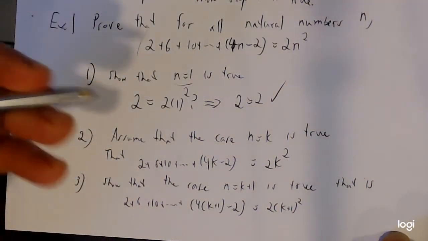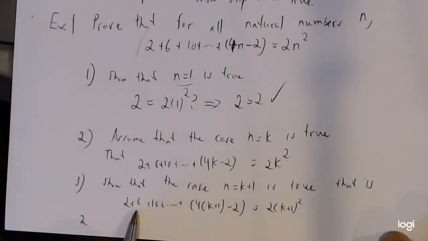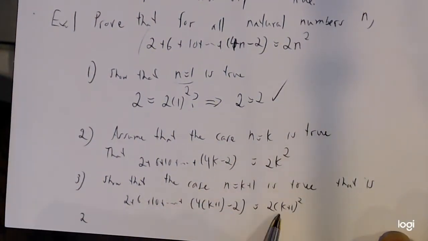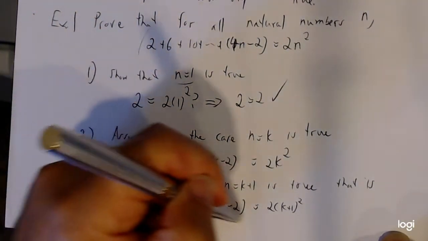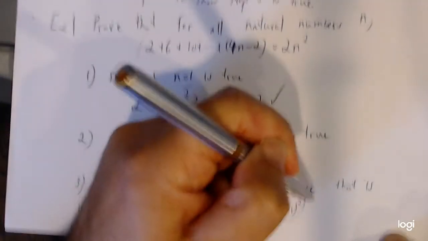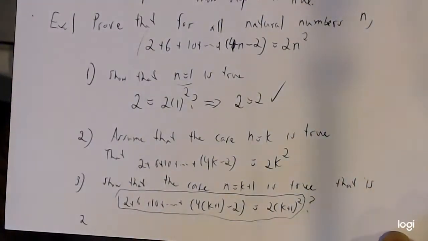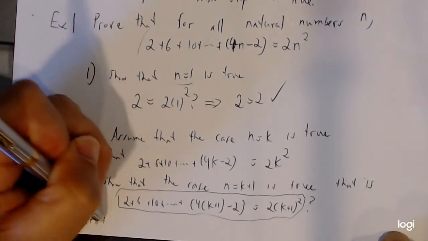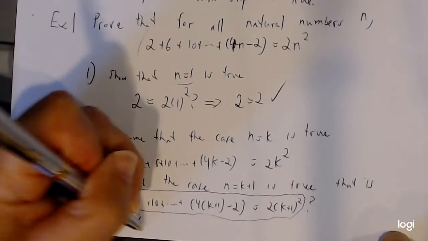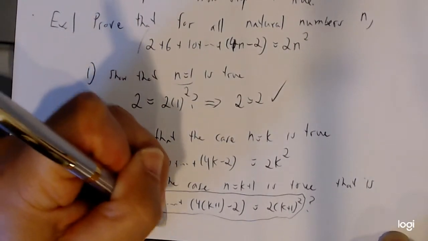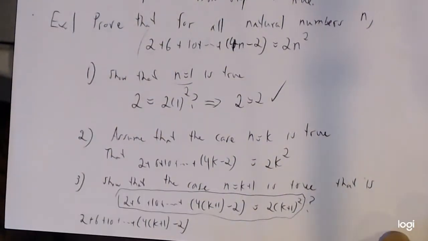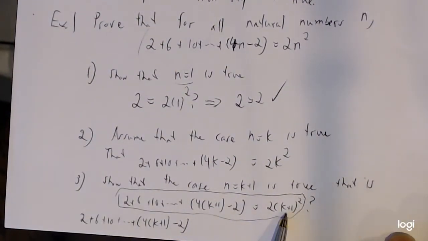So what am I going to do? I'm going to start off with the left side, and my goal is to make the left side look like the right side. Look, this statement is not true. I'm trying to show it's true. So that's a question mark. So what I'm going to say is, 2 plus 6 plus 10 plus all the way to 4 times k plus 1 minus 2. I need to show that this somehow becomes that.